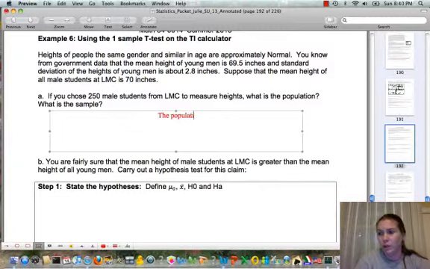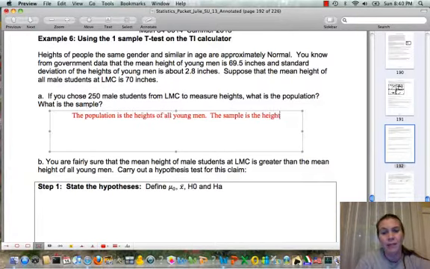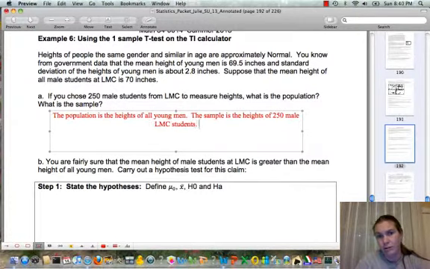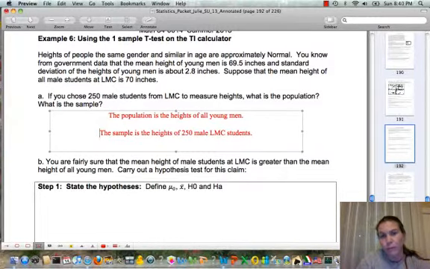So the population is all young men, or the heights of all young men. The sample is the heights of 250 male LMC students. So our population again is the heights of all young men that we can get from this government data, and the sample is the heights of the 250 male LMC students.